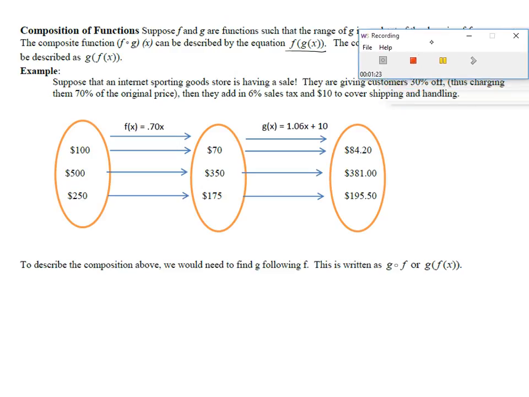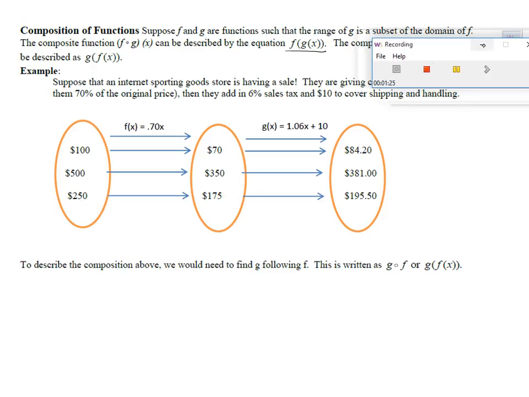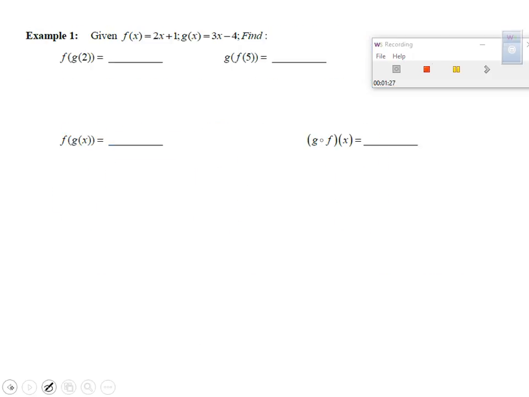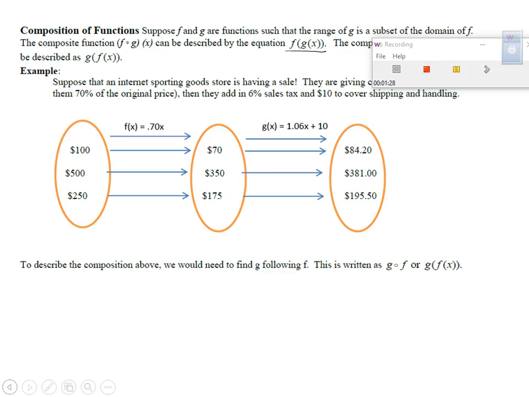Okay. So it says, suppose that an internet sporting goods store is having a sale. They are giving customers 30% off, thus charging them 70%. If you get 30% off, they're going to charge you 70% of the original price. And then they have to add in sales tax and $10 to cover shipping and handling. So I've just made up some numbers to show you something.